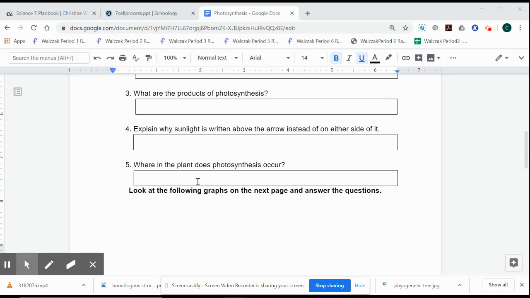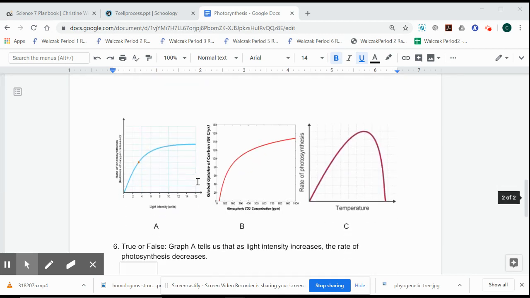Mostly in the leaves. Leaves are shaped like little solar panels, right? They're broad, they're flat. The idea behind them is to collect as much sun energy as possible. Leaves will actually orient themselves to be facing the sun. So that is what they're basically for.